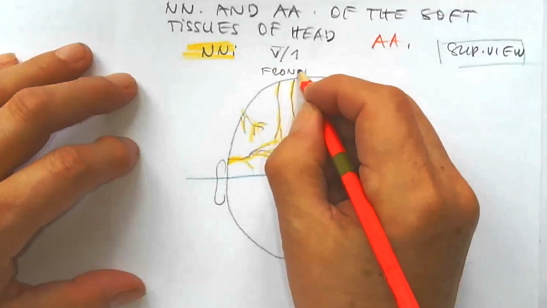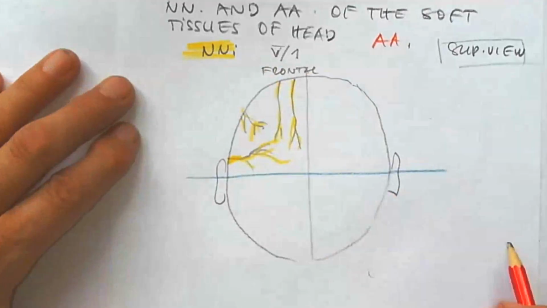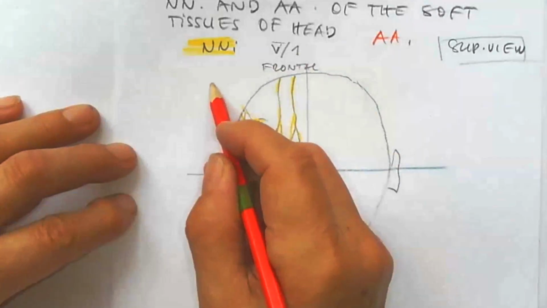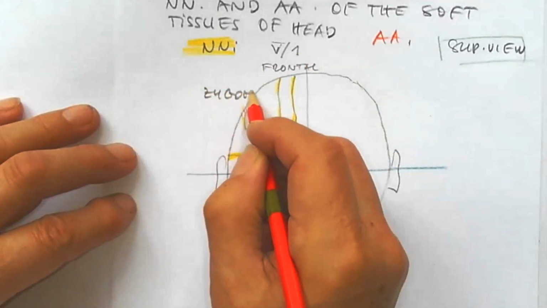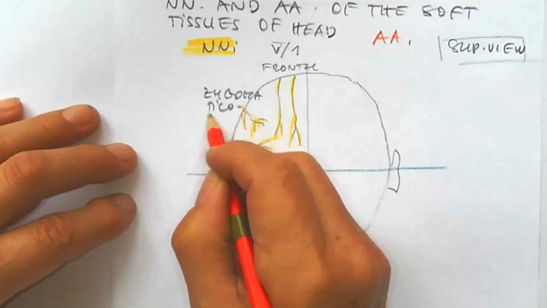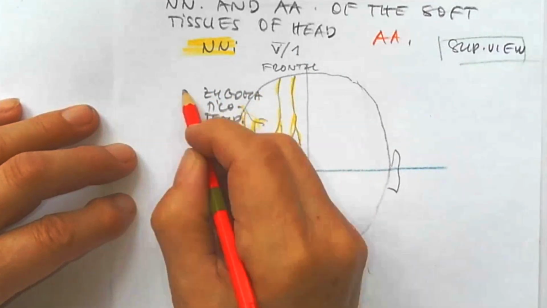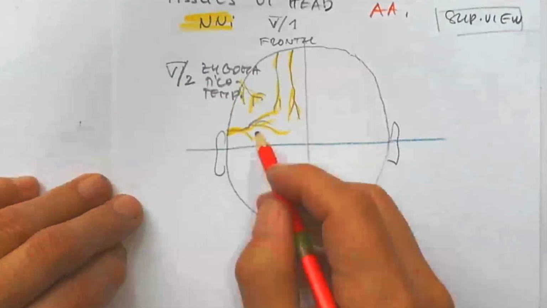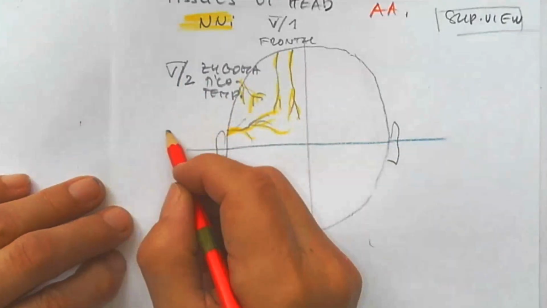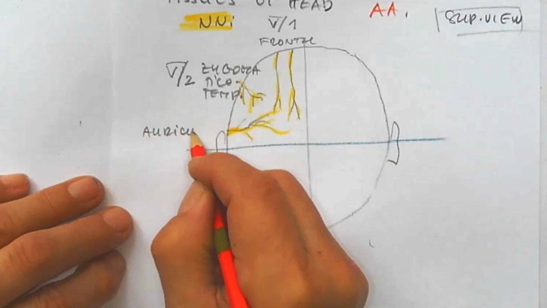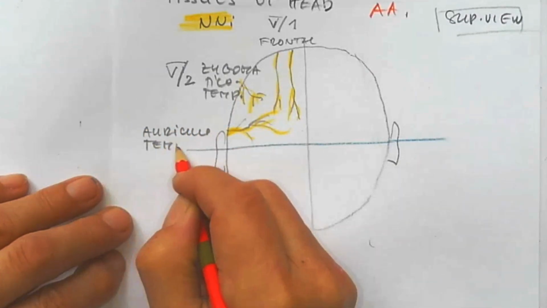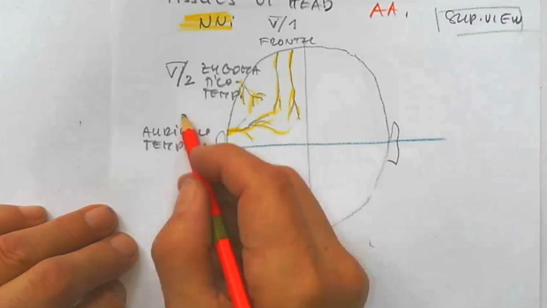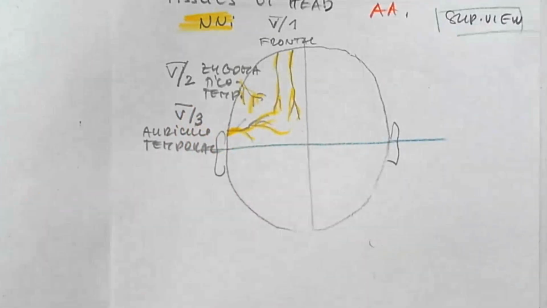Frontal nerve, we could say frontal. We can also sometimes use the Latin word frontalis, from the first branch. That one is the zygomatico-temporal, from the second branch, from the maxillary. And the third one is a little bigger, the auriculotemporal, from the mandibular nerve. That means the third branch of the trigeminal.